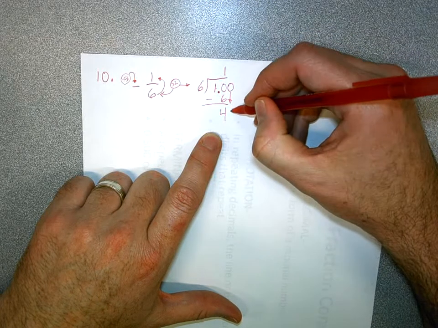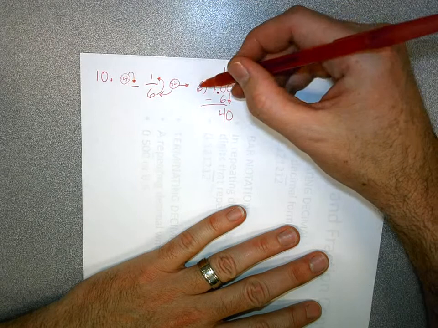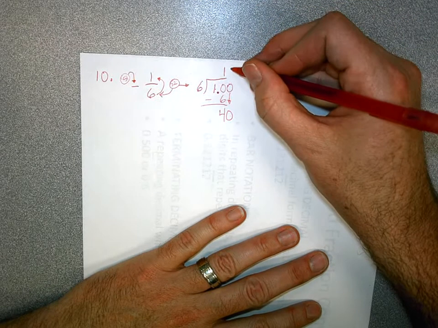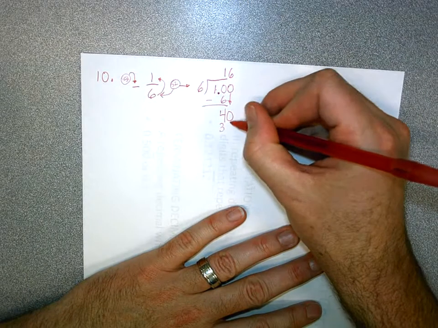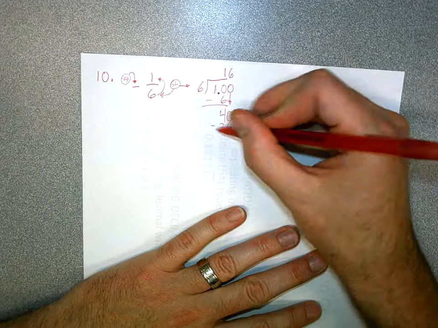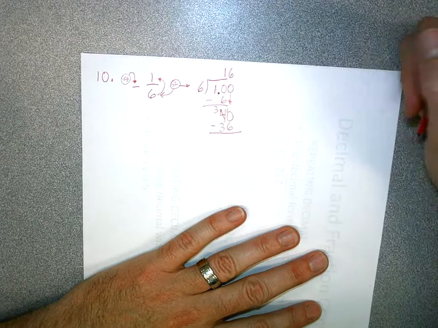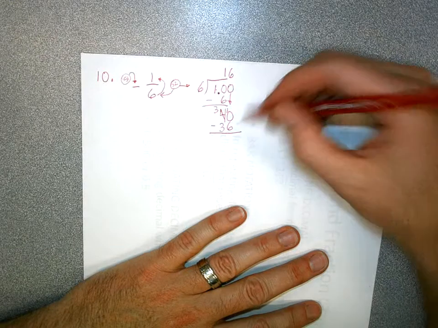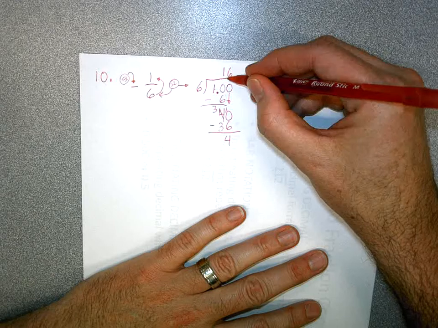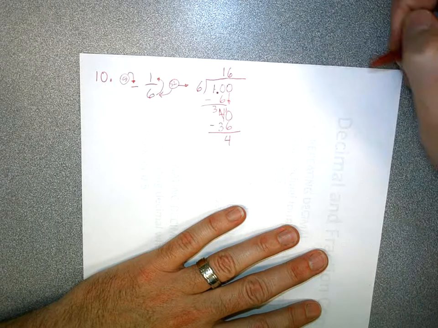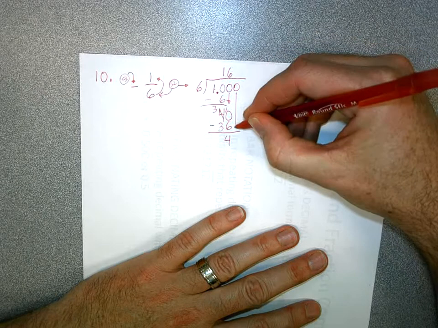We're going to just bring the 0 down. What we have now is 6 goes into 40 6 times without going over. So 6 times 6 is 36. Subtract. If you need to borrow, that becomes a 3, and then that becomes a 10. And 10 minus 6 is 4. If you're running out of line up here, you could just extend it. We have another remainder. We put a 0, bring it down.